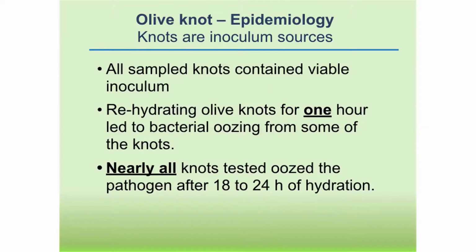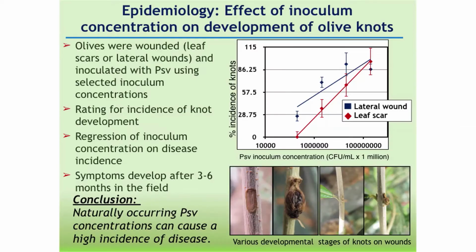Okay, so we've done some studies. We looked at olive knots, and all the knots that we've collected contain viable inoculum. If we rehydrate the olive knots, basically 1 hour, if we just soak them in water for 1 hour, they'll start producing bacteria oozing out. In 18 to 24 hours, nearly 100% of the knots that we collect will produce inoculum. So with a good rainstorm, on the surface of those knots, there's lots of bacteria. That's the message.